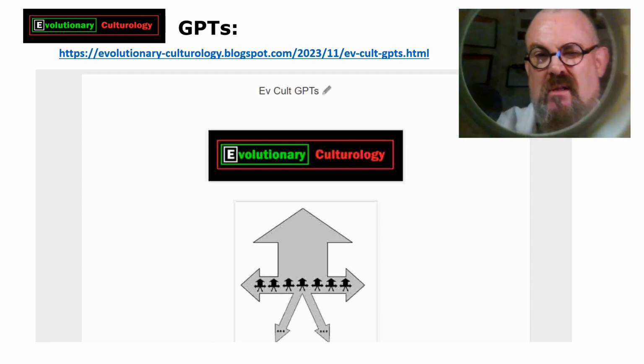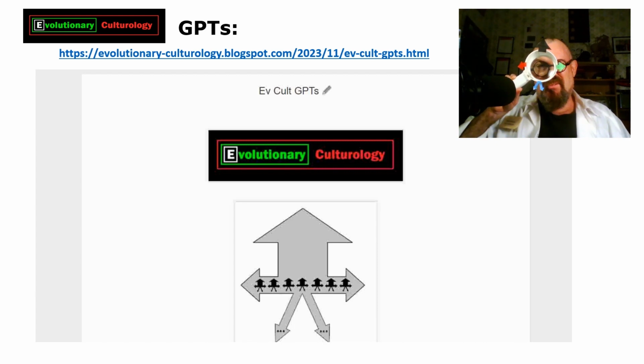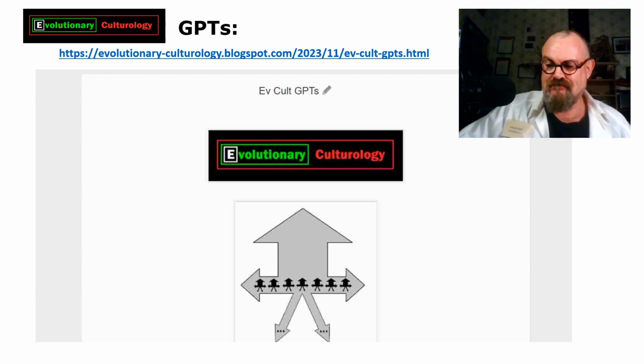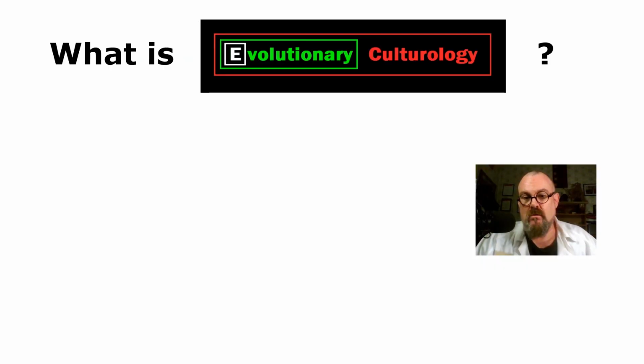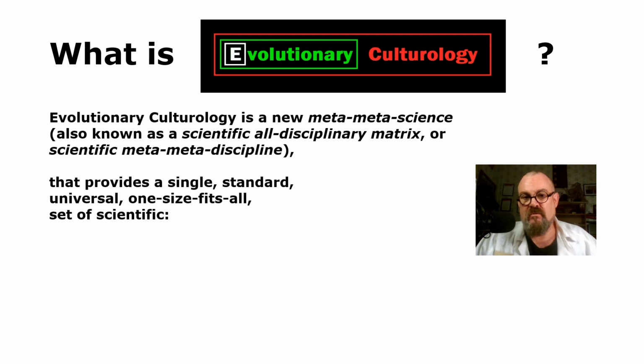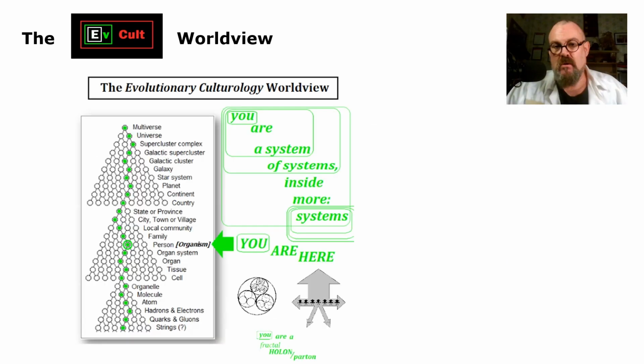Using the EvCult lens, integrate upwards, compete and cooperate sideways, command and control downwards. A handy little tool. So, what is EvCult? As we know, that's what it is. And we've learned the EvCult worldview, or the EvCult lens, with the 3 laws of fractal holon partons.